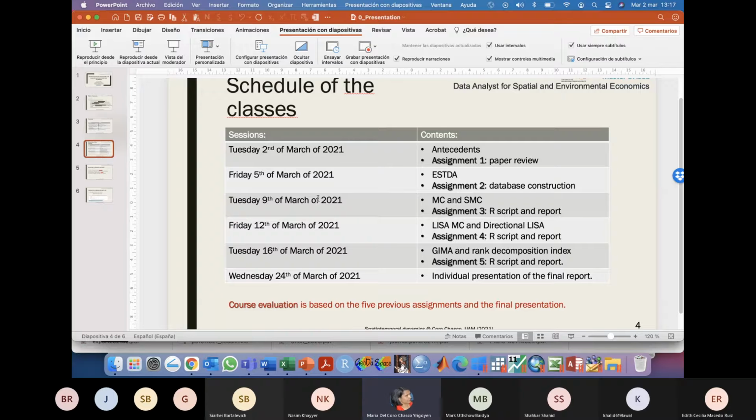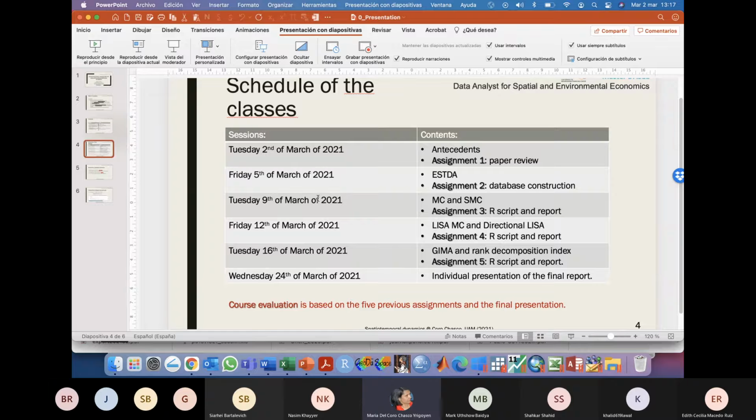In the fifth session on Tuesday, March the 16th, you will learn how to compute spatial regime disparities in the co-evolution of neighboring regions with the GIMA, as well as the spatial regime cohesion dynamics with the rank decomposition index, which are the final fifth and sixth steps, respectively, of this methodology.